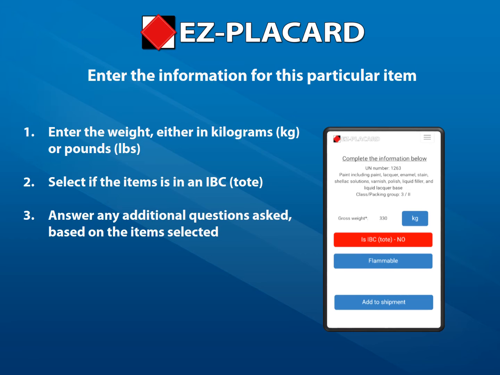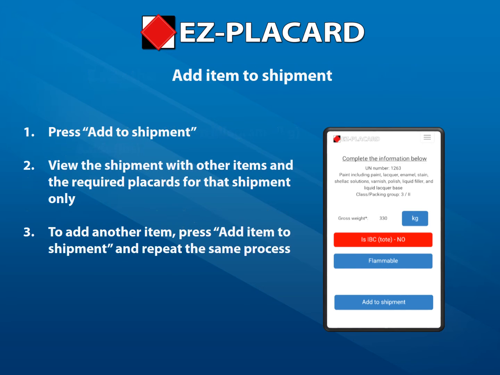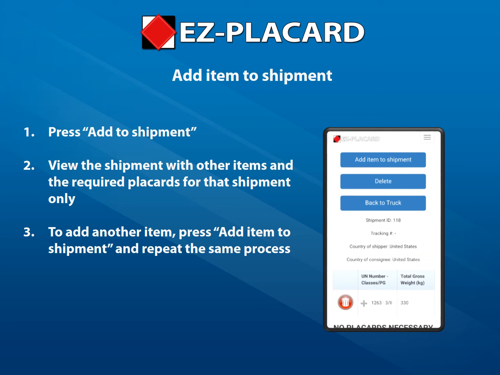Pressing on any of the buttons will toggle between answers. For example, if I wish to enter the weight in pounds instead of kilograms, I simply press the kilograms button and it will switch to pounds. When the information is entered, press the Add to Shipment button at the bottom and the item will be added to the virtual shipment. The shipment will then appear on the screen and show you if any placards are required.